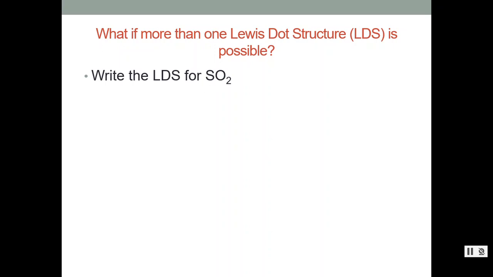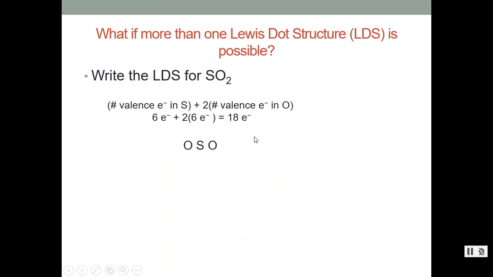If I was to ask you to write the Lewis dot structure for SO2, start off with the same 3 steps that we've done in the previous videos. Determine the number of valence electrons. Both sulfur and oxygen belong to group 6, so 18 valence electrons. Sulfur is my least electronegative atom, so it's my central atom. I'm going to start to make my single bonds. 2, 4, so I've used 4 of my 18 valence electrons.